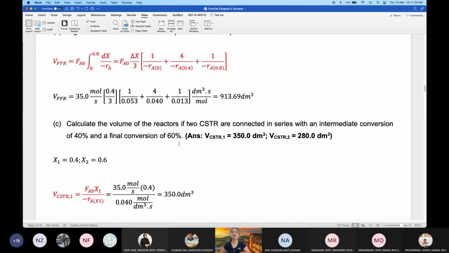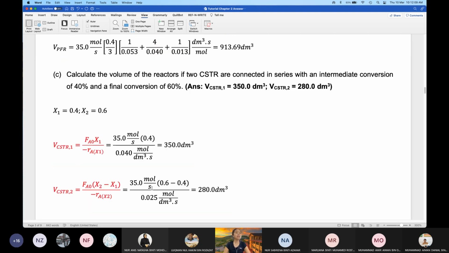Okay, now the question has changed a little. Because now I have two reactors. The reactors are connected in series. And the first reactor achieves intermediate conversion 40%, 0.4, meaning X1 is 0.4. It means in the first reactor, it converts from 0 to 0.4. X1 0.4. In the second reactor, final conversion 60%. X2 0.6. It means in the second reactor, it converts from 0.4 to 0.6. X1 0.4, X2 0.6. They want us to find the volume.